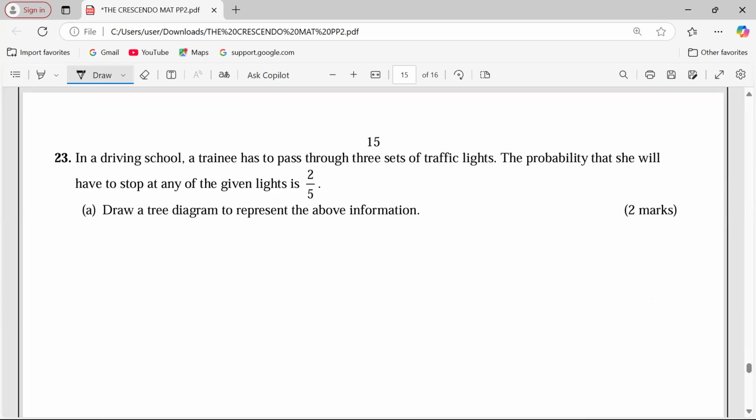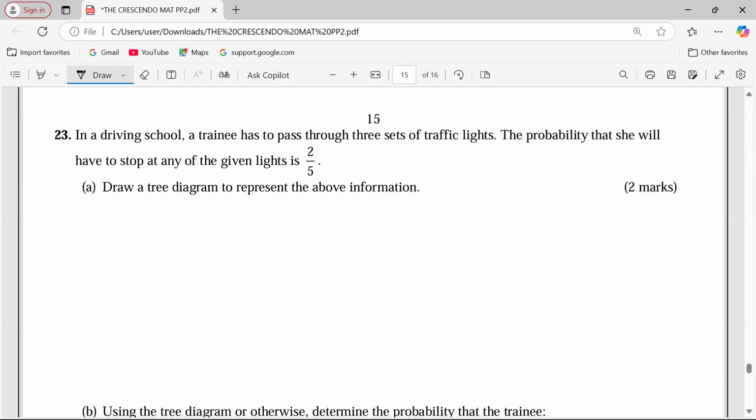Number 23, a good question on probability. In a driving school, a trainee has to pass through 3 sets of traffic lights. The probability that she will have a stop at any of the given lights is 2 out of 5. Draw a tree diagram to represent the above information. Therefore, we have a trainee who is a lady here.